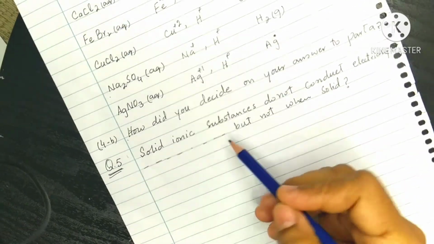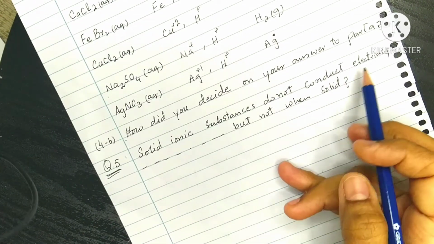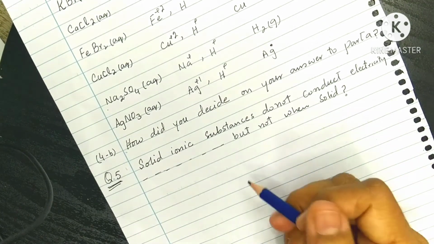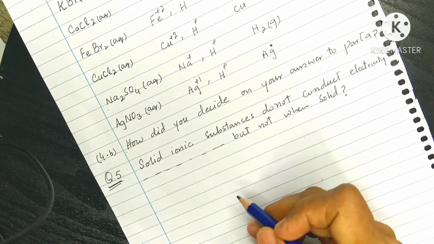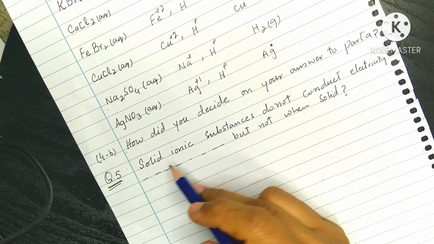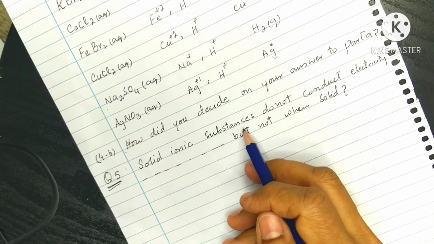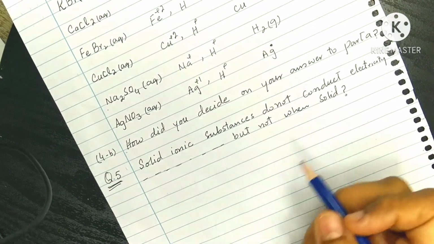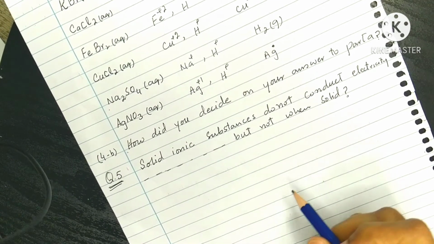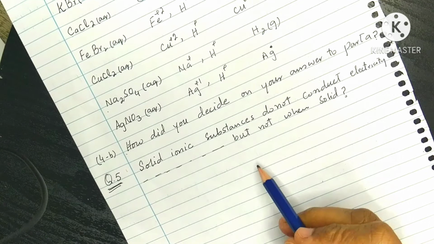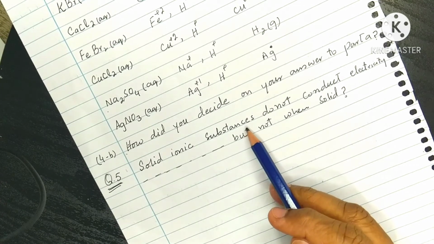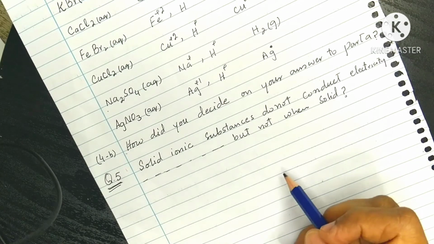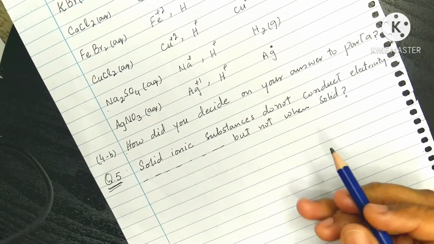Question number 5. A solid ionic substance does not conduct electricity. They conduct electricity when they are in the aqueous form or molten form. Solid ionic substances have a strong electrostatic force of attraction between the positive and negative ions, and these ions are fixed at their positions. So when they are in the crystalline form, positive and negative ions cannot move towards their respective electrodes, so they cannot conduct electricity.